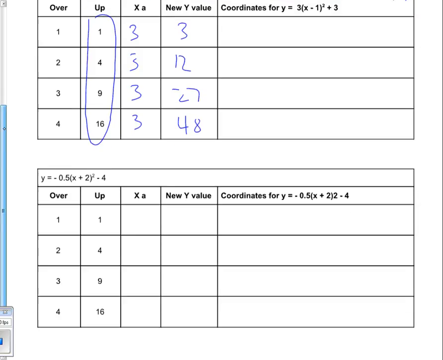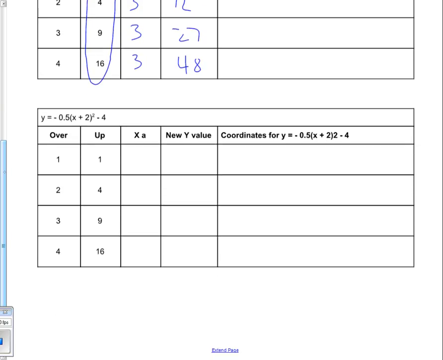In the next example down here, very similarly, you have to figure out your AHK values as well as your vertex. The A value is going to be negative 0.5. Your H value is going to be negative 2. Your K value will be negative 4. So every one of these things is going to be multiplied by negative 0.5.